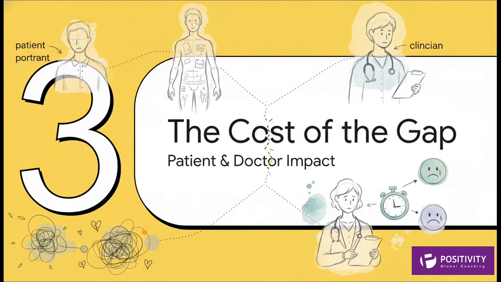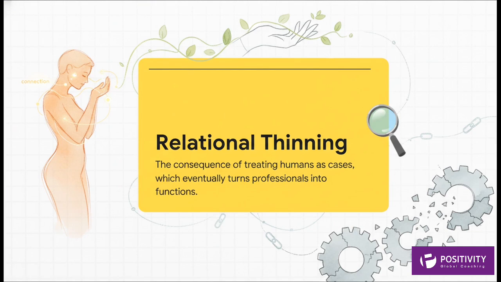So, what happens when this gap between the patient portrait and the whole human just keeps getting wider? Well, as you can probably guess, it has some pretty serious consequences. And not just for the person who's sick, but for the doctors and nurses providing the care, too. This gap creates something the source calls relational thinning. And if you look at the definition, it's when clinicians are forced to treat people like cases. And over time, they start to feel like they're just functions, like cogs in a giant machine. This totally reframes the conversation around burnout. It suggests it's not just about being overworked, it's a crisis of human connection.